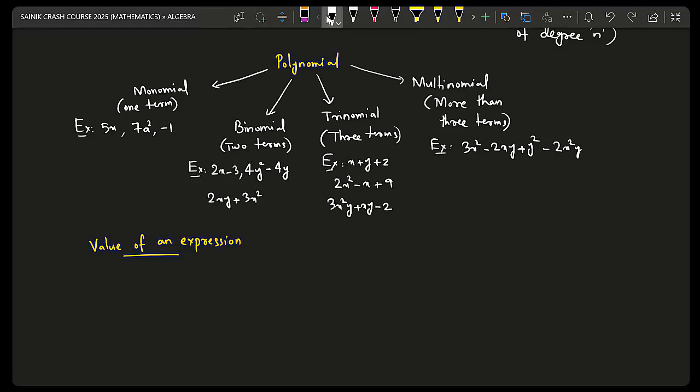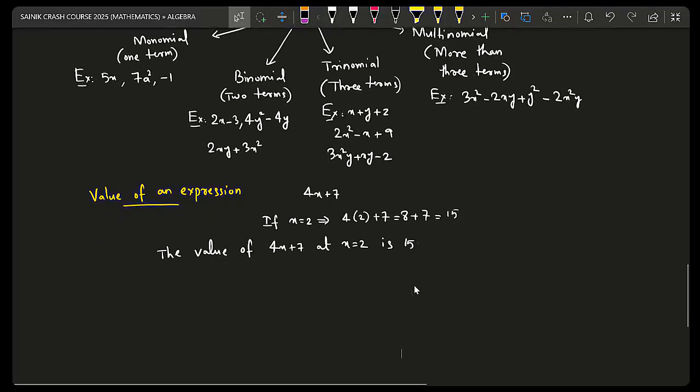For example, I have a mathematical expression like 4x plus 7. If x is equal to 2, then what is the value of this 4x plus 7? In place of x, you substitute 2. That is 4 into 2 plus 7. 4 2s are 8. 8 plus 7 is 15. We can write like this: the value of the expression 4x plus 7 at x is equal to 2 is 15. So this is called the value of the expression.